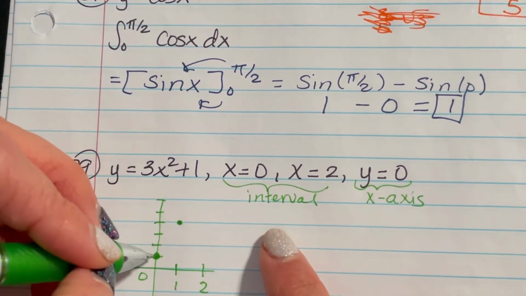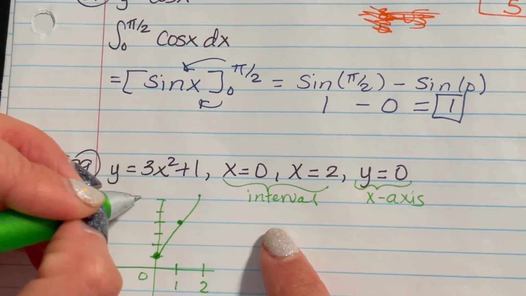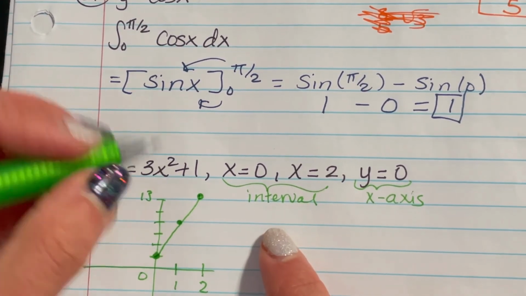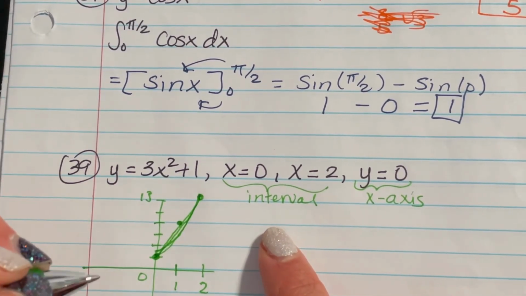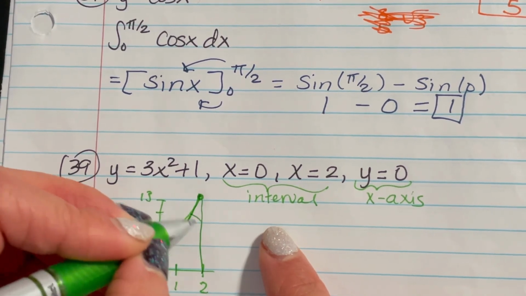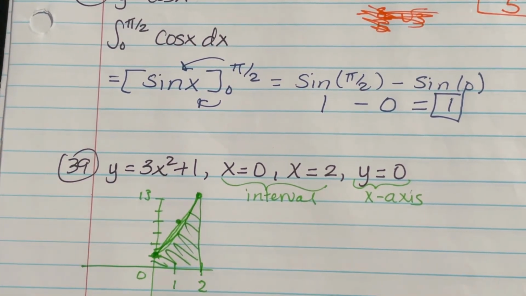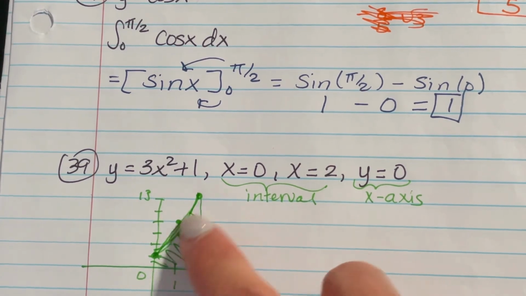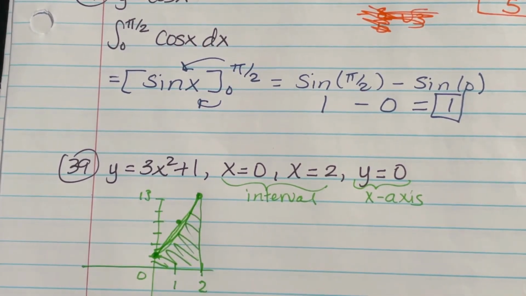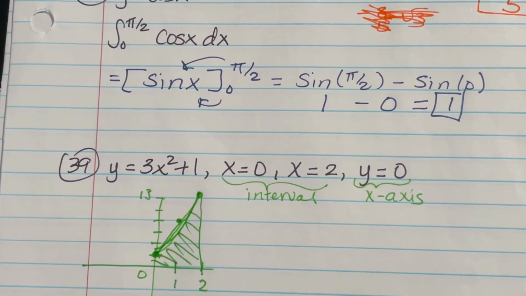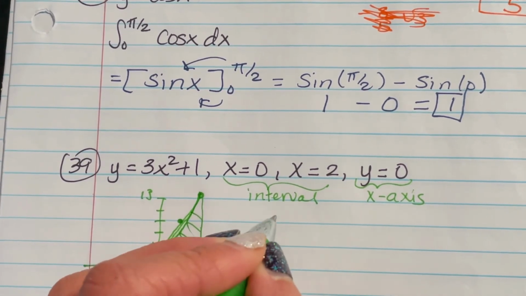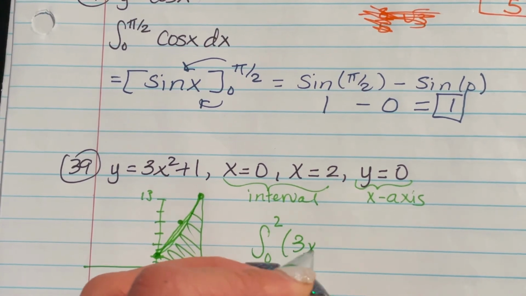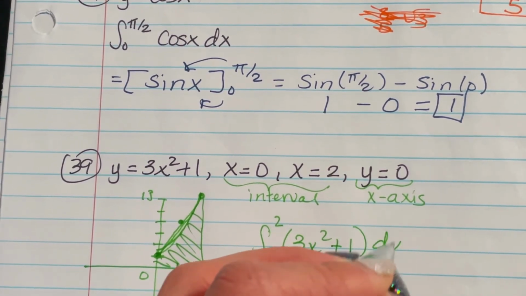That's way off my graph, so I know that it's going to be up here. We'll pretend that that's 13. So 2, 13. And it is a parabola, so this has more of a curve than my dinky graph shows. So the area they want is this, which we don't have a formula for because it's not a triangle; it's not a straight line, it's a parabola. So I know that this is what I'm looking for, and it's the integral from 0 to 2 of 3x squared plus 1 dx.